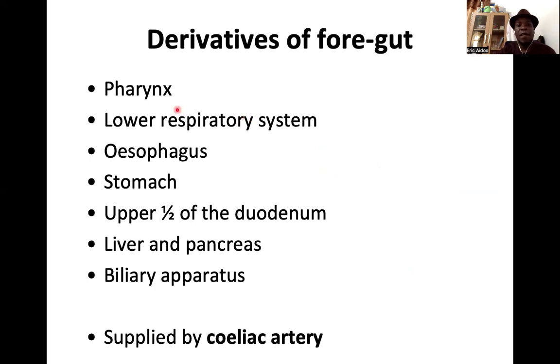So you have the pharynx, lower respiratory system, esophagus, stomach, upper half of the duodenum, liver and pancreas, the biliary apparatus. All these are derivatives of the foregut. Okay, we will cover this in the embryology lecture. And because they are linked to the foregut, they are supplied by a particular artery, okay, or blood vessel known as the celiac artery. Celiac artery. All right. When we do the embryology, you see the origin of that.